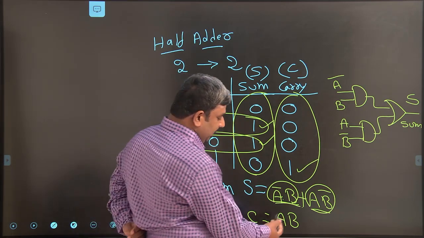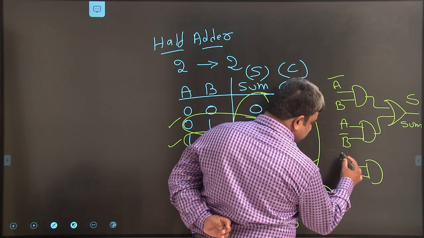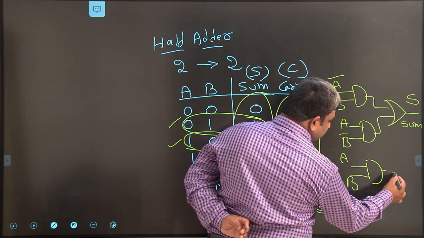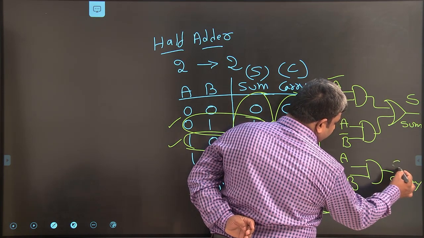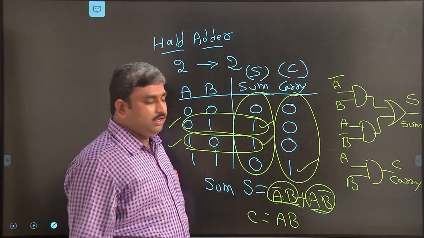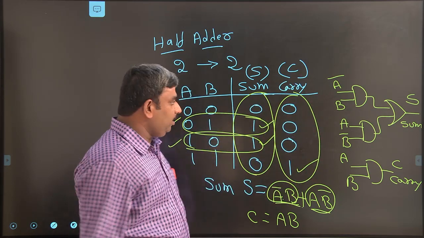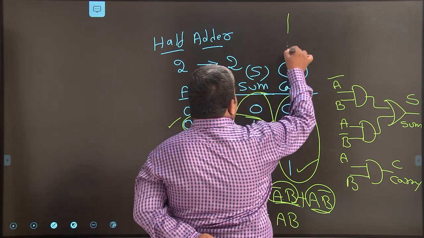Next, coming to the carry operation. AB: here we have only one AND gate. This is A, this is B, and this is carry. How am I representing this carry? With capital C. So this is the carry operation. Okay, so this is the complete one, and I generally represent a half adder like this.